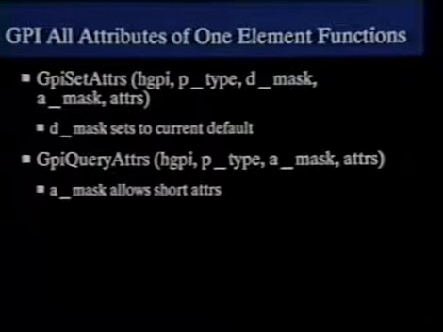You can figure out what the attributes are by inquiring them. The statement that the amask allows for short attributes is that if you only want the first couple of attributes off of something, you need not allocate a data structure which is the entire size of the attributes for that particular construct.